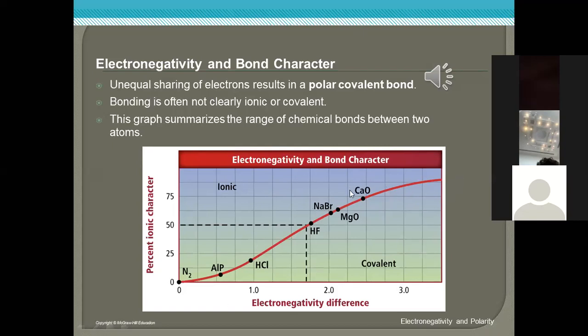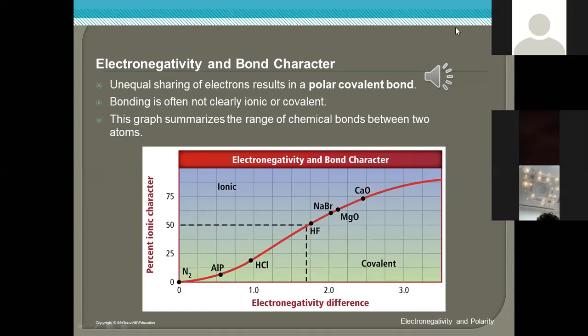Okay, calcium oxide, CaO, has the highest electronegativity difference. Why? Who can answer me why? Calcium oxide, why? Because, Mr., I changed the other device and I can't concentrate on you. Okay, I will repeat.